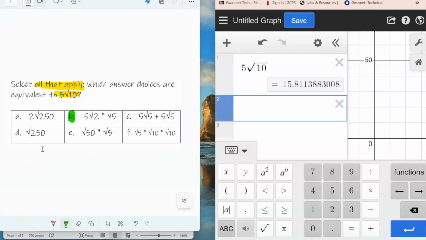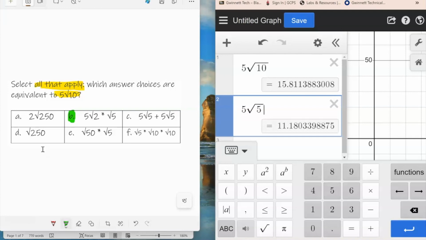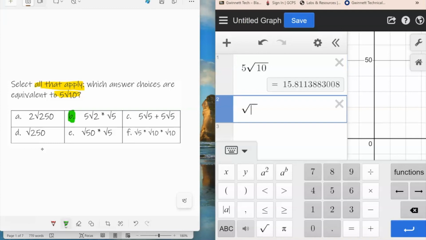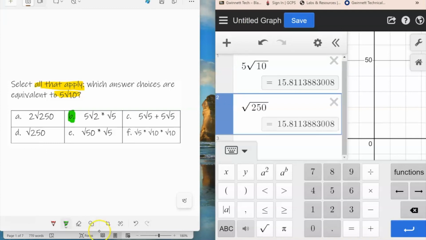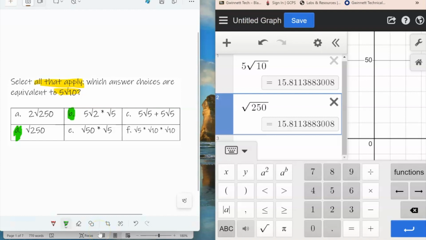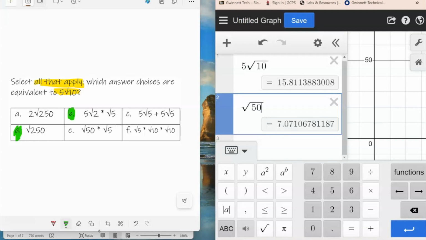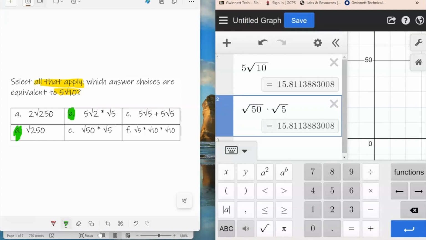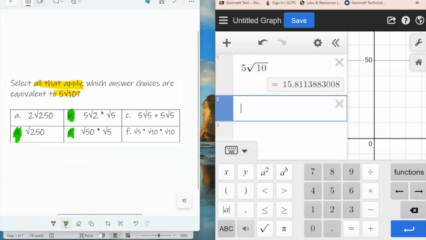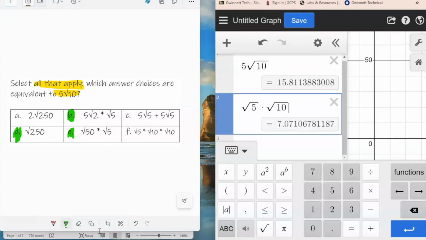C is 5 radical 5 plus 5 radical 5. Do those match? Nope. Next one, radical 250. Do those match? They do. So D is an answer. All right, keep going. Radical 50 times radical 50 times radical 5. Yes, that also matches, so E is an answer. And the last one, radical 5 times radical 10 times radical 10. No. So these are my three answer choices, B, D, and E.